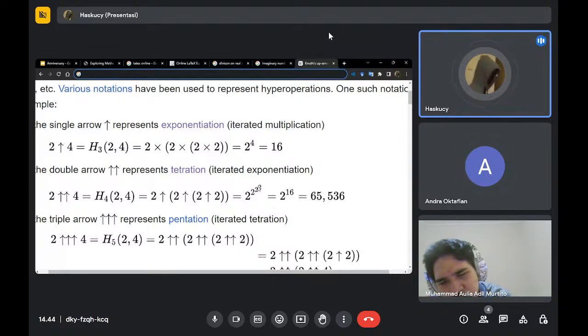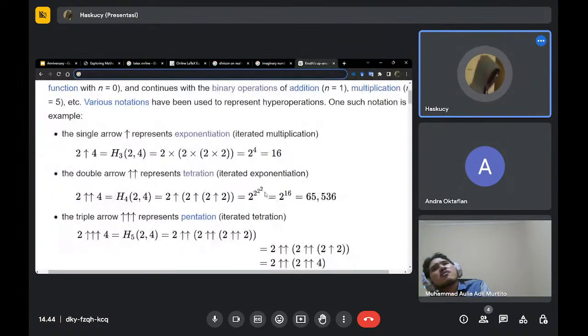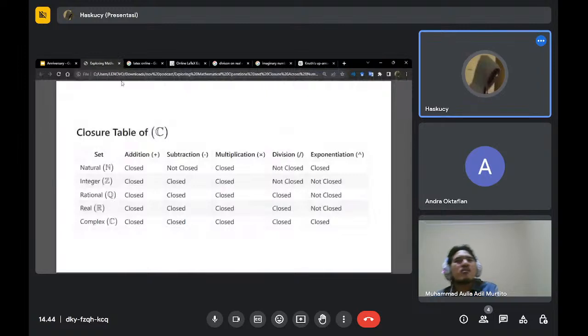The definition could be many things, or it depends on people. That's why we don't include tetration of a half here basically.